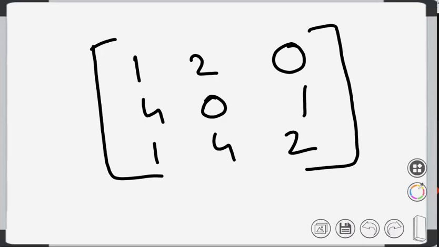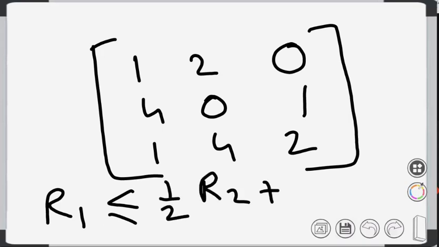1, 2, 0, 1, 2, 0, 4, 0, 1, 4, 0, 1, 1, 4, 2. So this is my matrix. Now I have 3 rows and 3 columns. Now let us try to use dominance, whether we can use dominance or not. Now if you check, R1 is less than or equal to half R2 plus half R3.